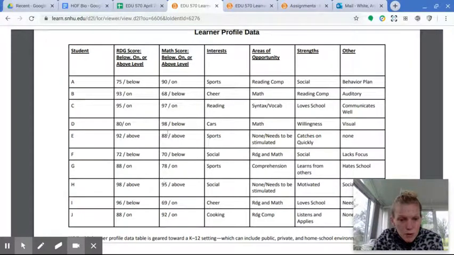So that's an example. Another one, student I down here, they're scoring a 96, but they are below grade level for reading. So that, and then up over here it says reading and math too for areas of opportunity.